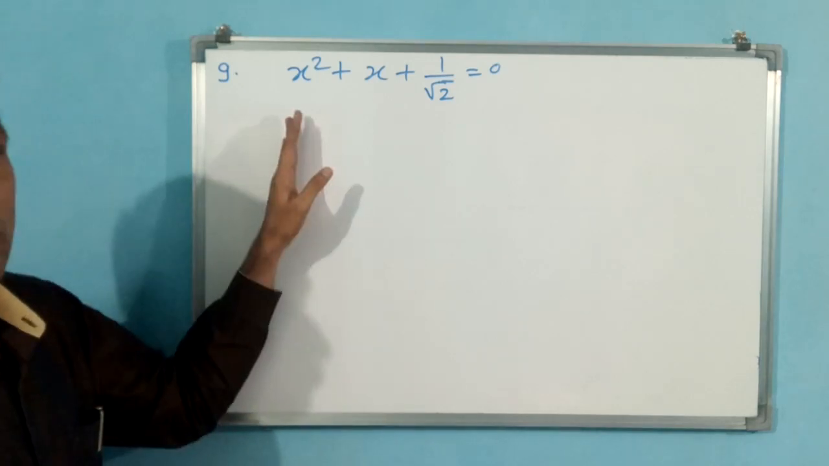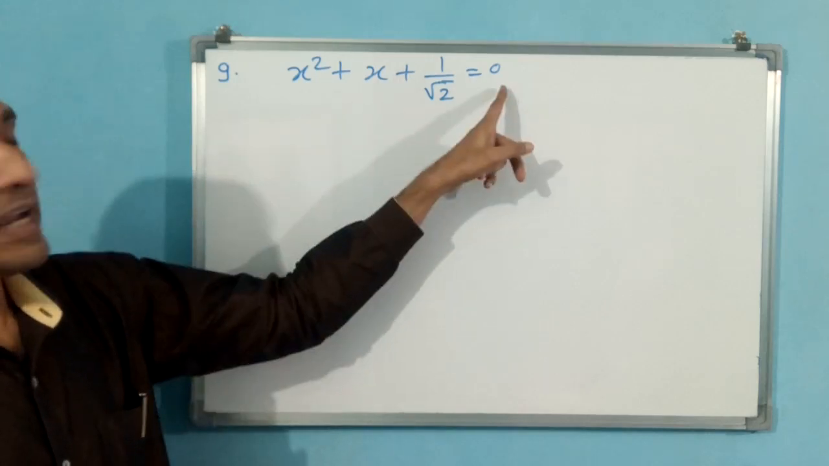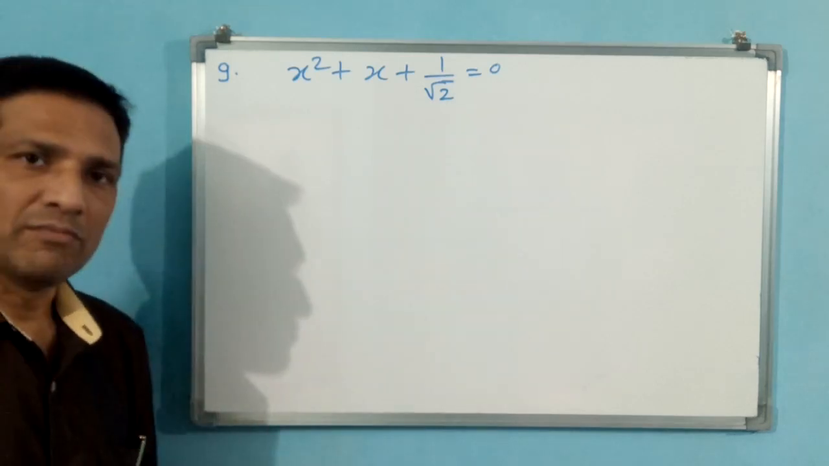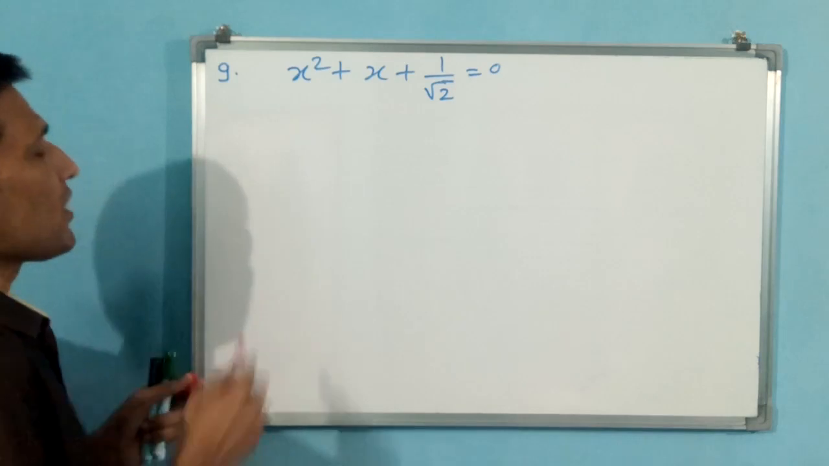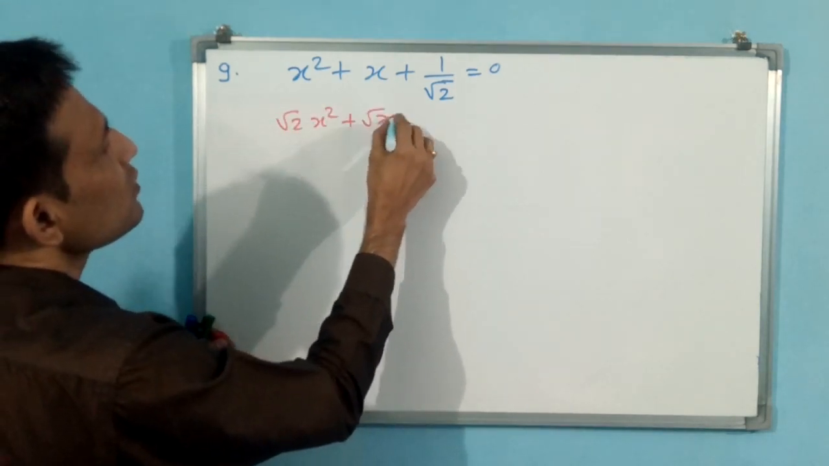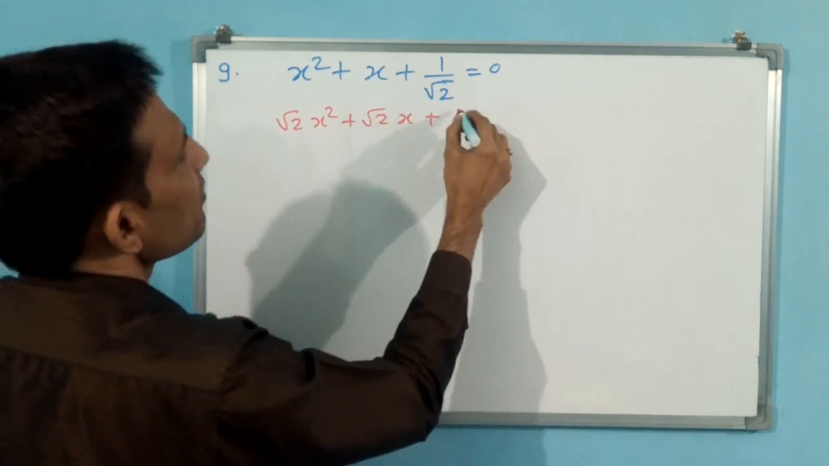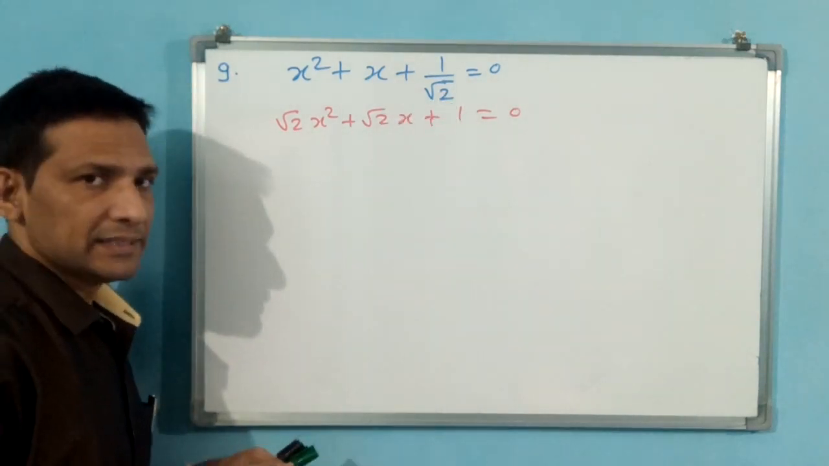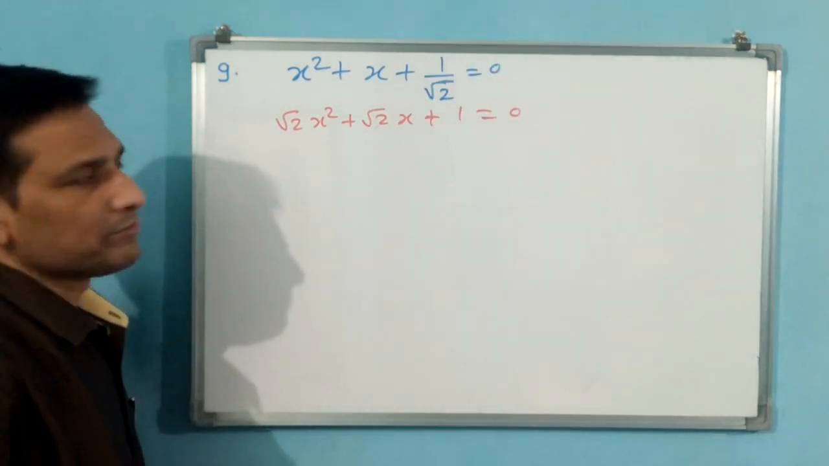See, multiplying root 2 means both sides you have to do. Only one side you cannot do. This side, even if you multiply with root 2 or root 3 or root 10 or whatever it may be, 0 only will come. 0 into something. Okay? Now you see how to convert this. Root 2 x square plus root 2 x plus 1 is equal to 0. Is it okay? Why? Because root 2 I have cancelled. Or else I have taken LCM and sent this root 2 that side.